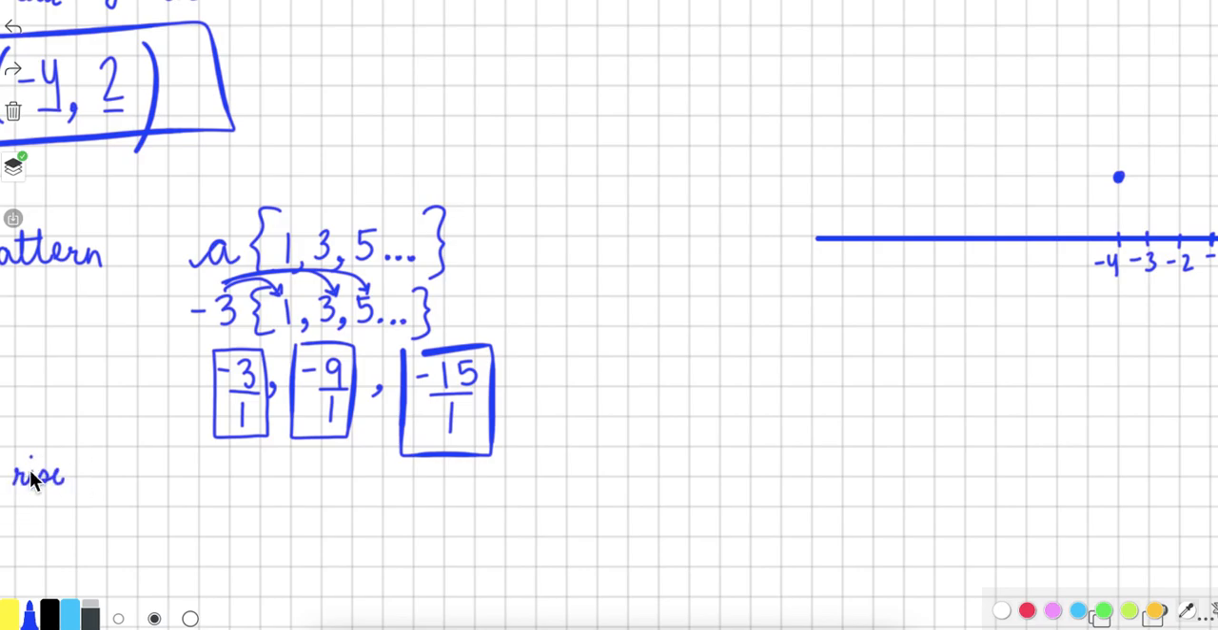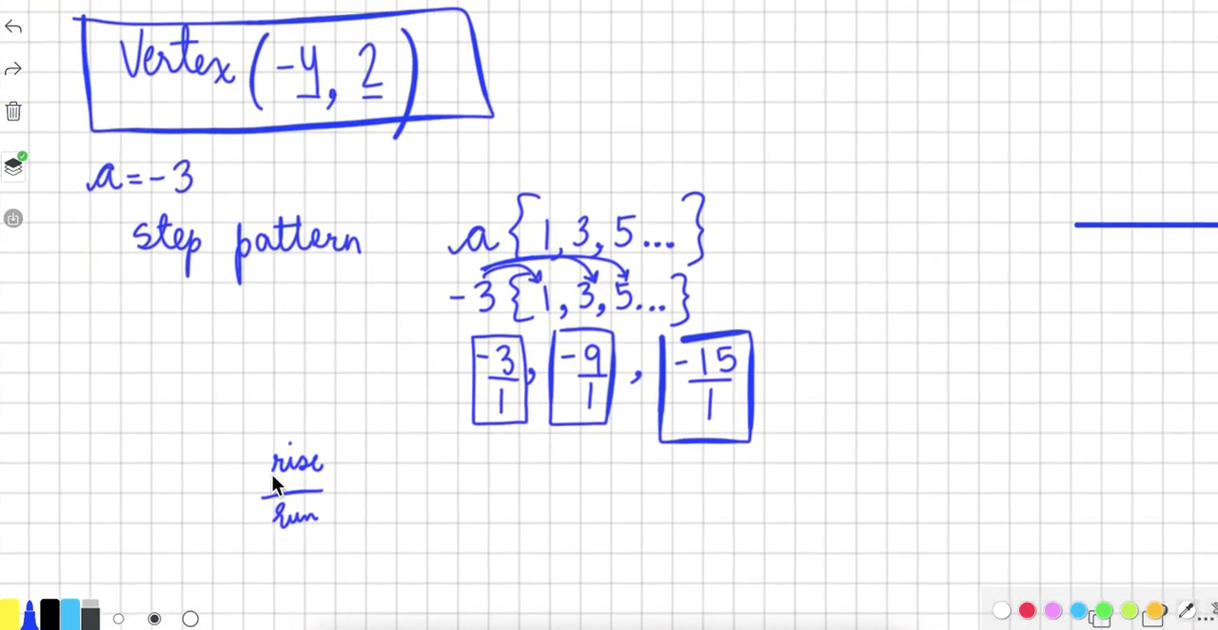So what is the rise over run? Rise means going up or going down. When it's a positive number, we will go up. When it's a negative number, we will go down. That's for the rise. And what about the run here? Run means going to the right or going to the left. So we're gonna go to the right if the run is a positive number. We will go to the left if it's a negative number.